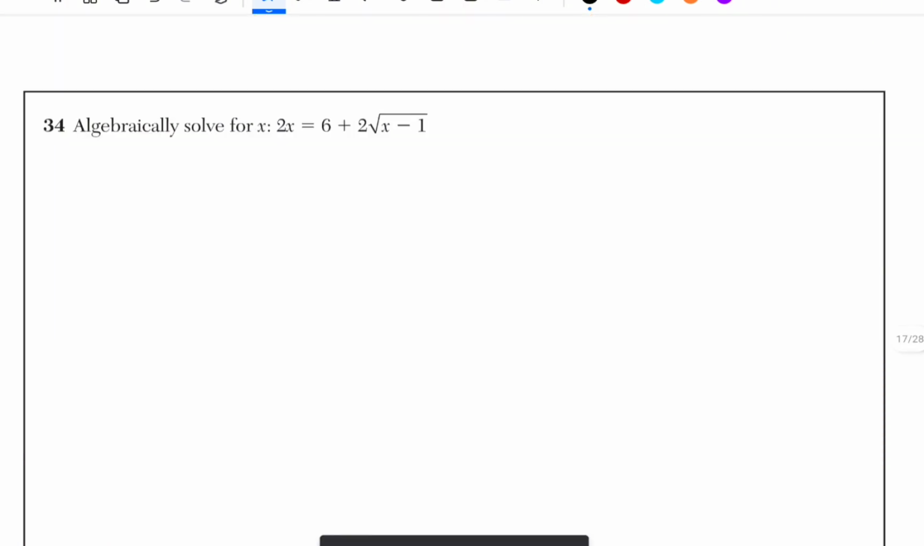Question 34 says, algebraically solve for x. 2x equals 6 plus 2 square root of x minus 1. So, first things first. Question may look very straightforward. It is very straightforward, but there's one part that you cannot miss, and if you miss it, you will not get full credit. So first things first, I'm going to subtract 6 on both sides.